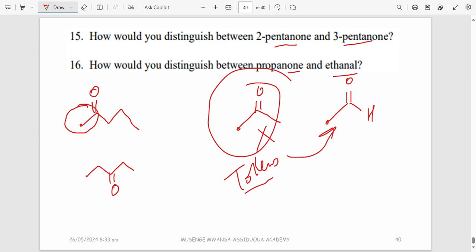So that was it for this tutorial sheet, and this is the topic. Next time we start the organic acids. We are remaining with two topics to be done with the entire course.